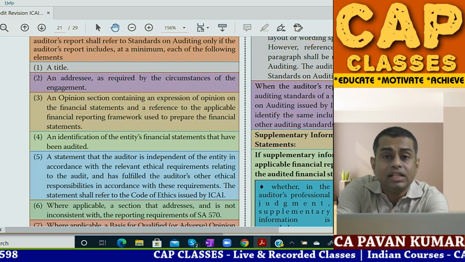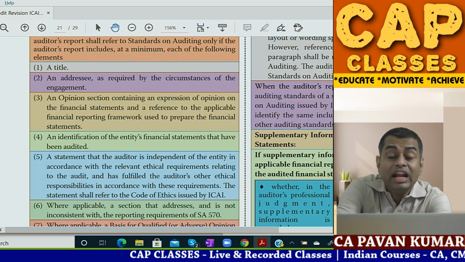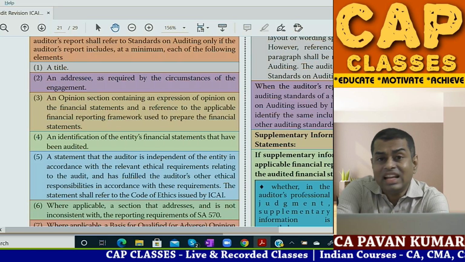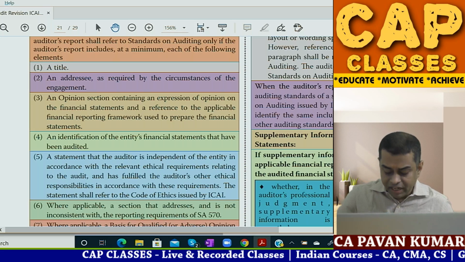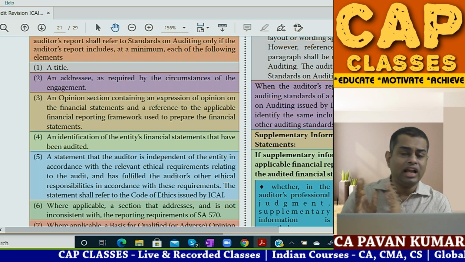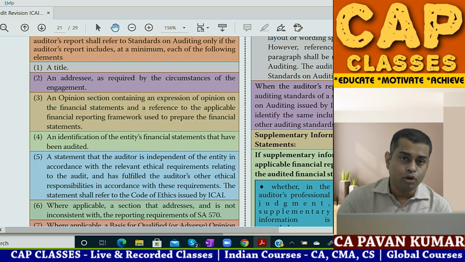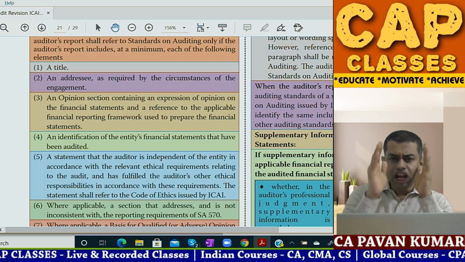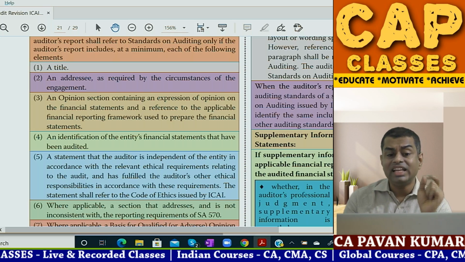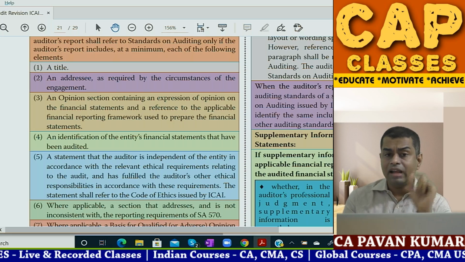We are discussing the independent auditor's report as per SA 700. We have completed that, and we also learned a lot looking at the Reliance Industries audit report. Another thing is there is a quick summary of the basic elements of the audit report. So I am reading it out.